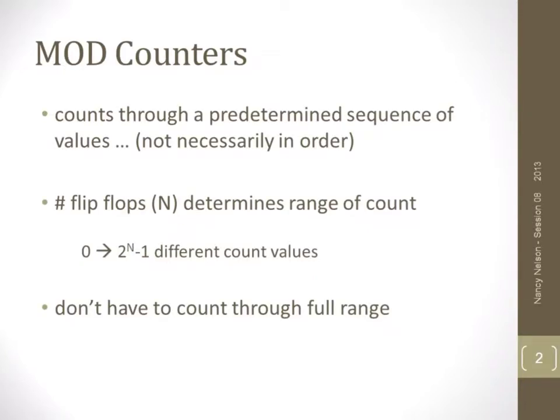So we know from the last video that a mod counter is going to count through a predetermined sequence of values. The one we saw last time was an up counter. It counted from 0 to 15 and then started repeating. The range of the count is defined by the number of flip-flops. So if we have n flip-flops, we have 2 to the n different possible counts, which gives us a range of 2 to the n minus 1 count values. The nice thing to know is that we don't always have to count through that full range, and that's what we're going to talk about in this session.